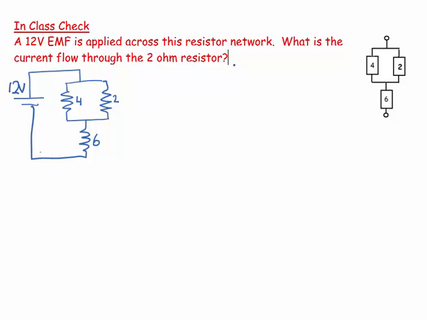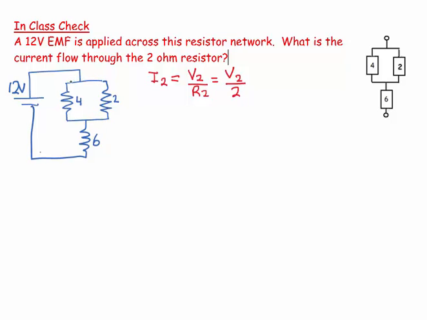Okay, so what's our principle? Our principle is, remember, always try and solve things in one step. So the current through the 2 ohm resistor is equal to the voltage across the 2 ohm resistor divided by the resistance of the 2 ohm resistor, which equals V2 over 2. And the problem is I don't know what the voltage across the 2 ohm resistor is.